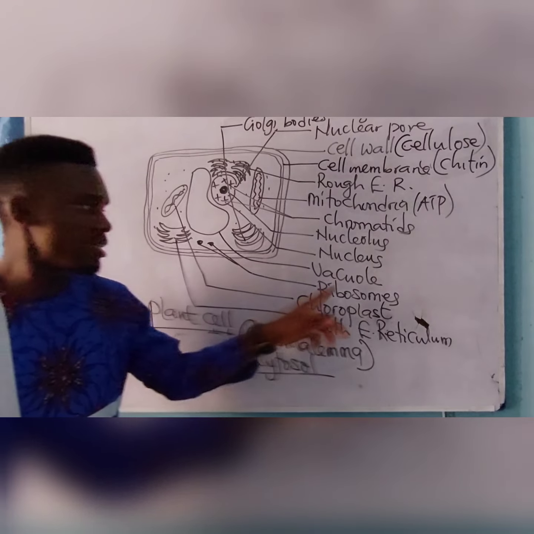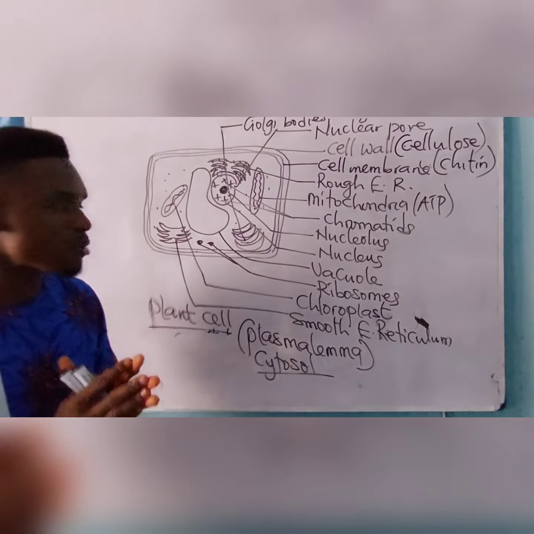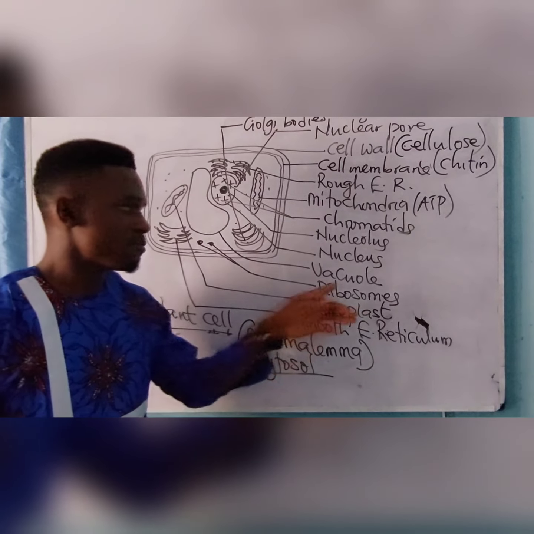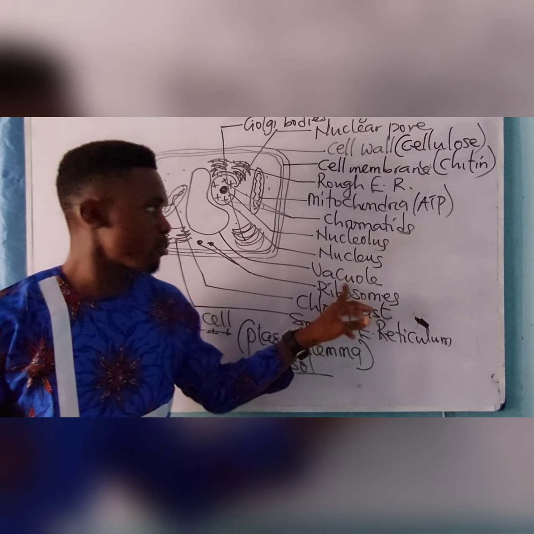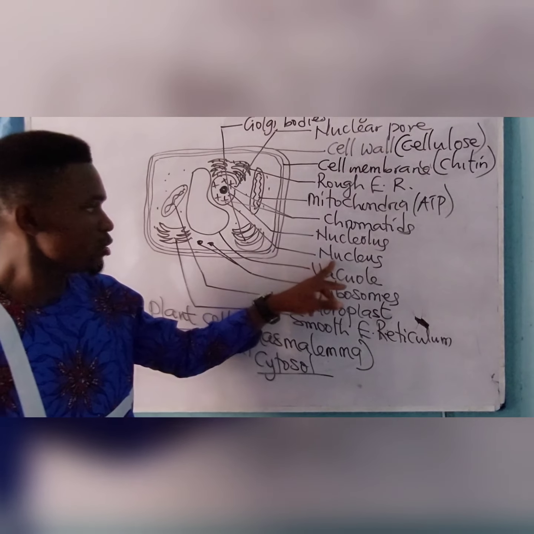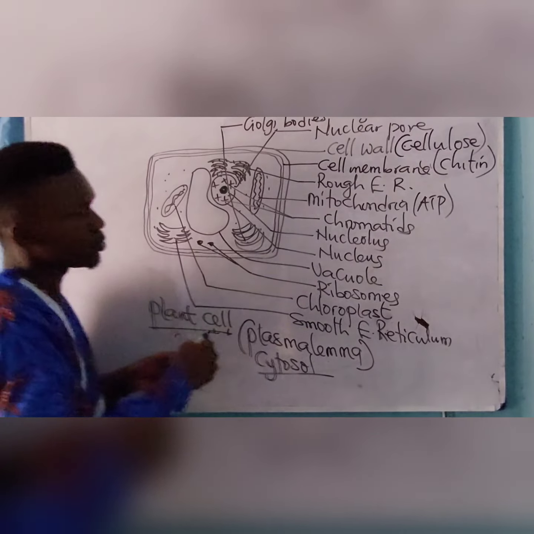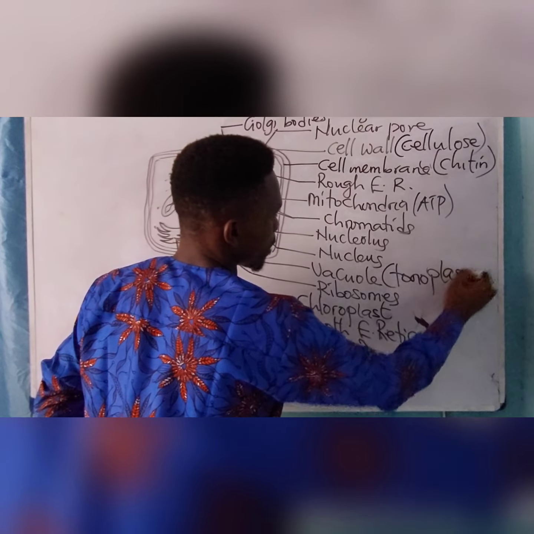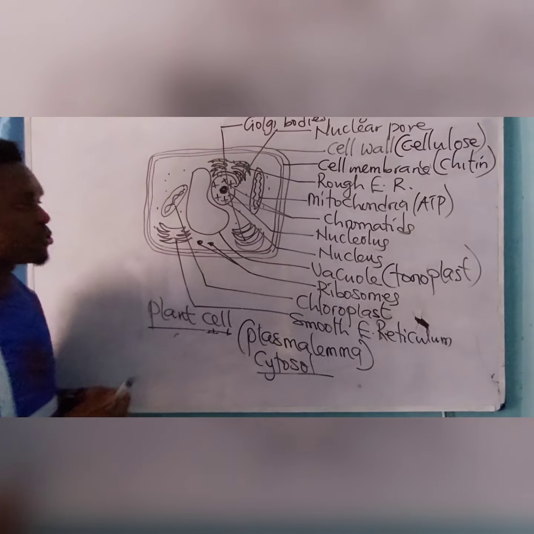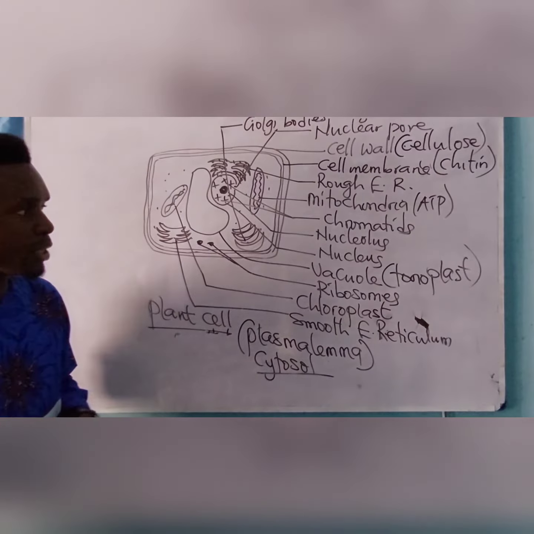It is a region where materials are found stored. Materials and waste products are found stored in the vacuole. Now you have the nucleus. Now please, the membrane that surrounds this vacuole is called tonoplast. Tonoplast is the membrane that surrounds the vacuole. Take note of that. It is very, very important.